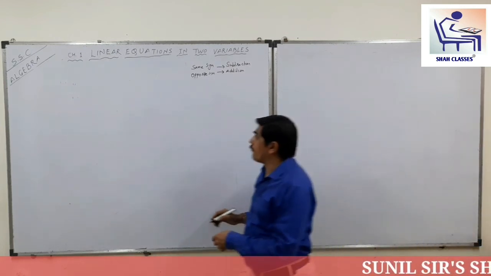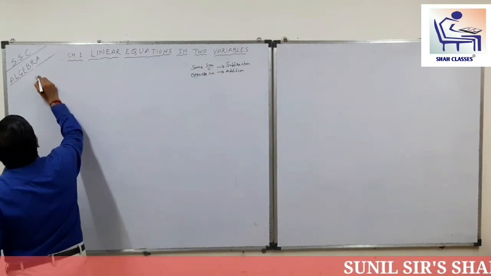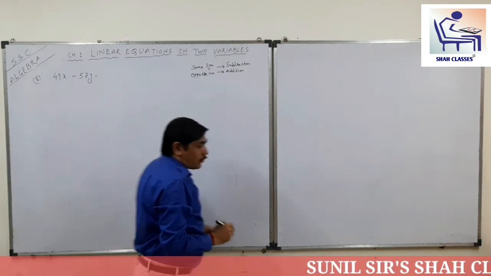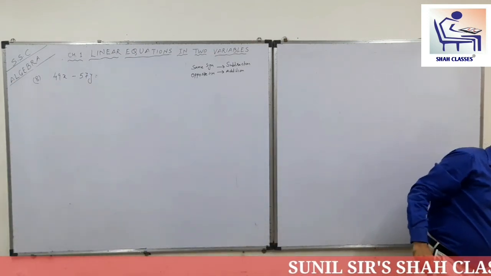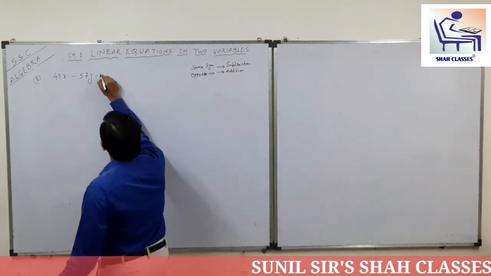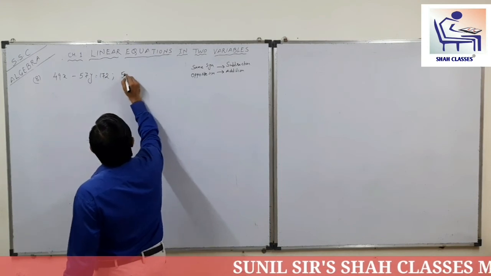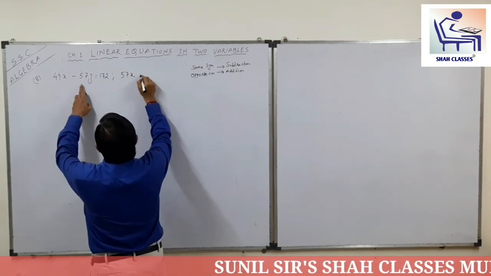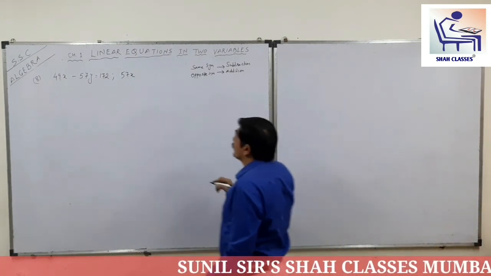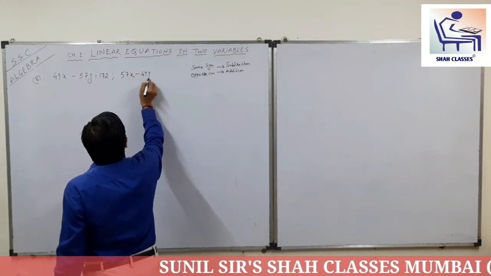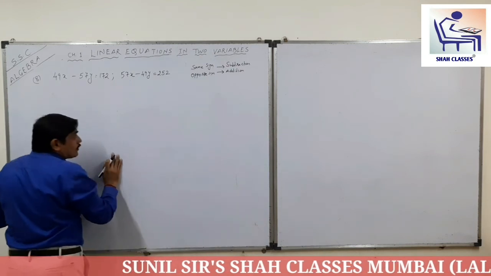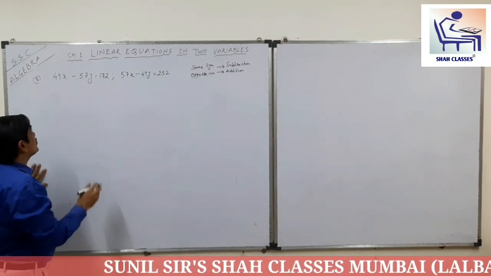49x minus 57y is equal to 172. Same way, 57x minus 49y is equal to 252. So the 7th and 8th sums are both a little bit the same.